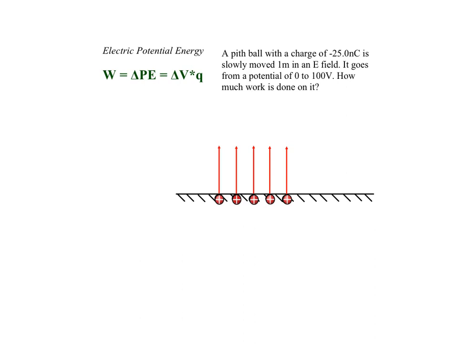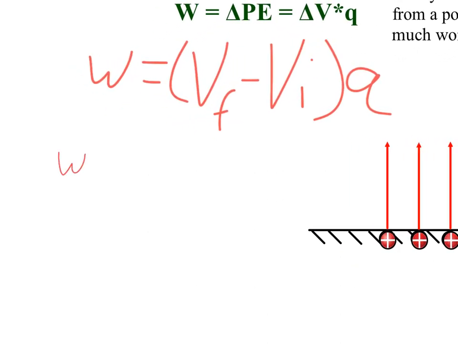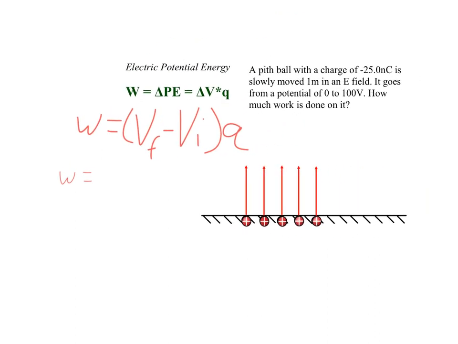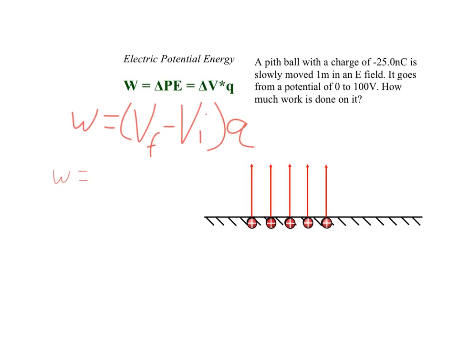All right, so our new friend here is work as change in potential energy is equal to the change in voltage times the charge. It's asking about work, so what we're going to do is take and set the work equal to the change in voltage times the charge. So work is equal to the change in voltage, where I'm going to write change in as final voltage minus initial voltage, times charge. It's going to make it a little easier if I zoom in a bit here. So work is equal to, let's see, we're going to end at 100 volts, and we started at 0 volts, and we've got negative 25 nanocoulombs.